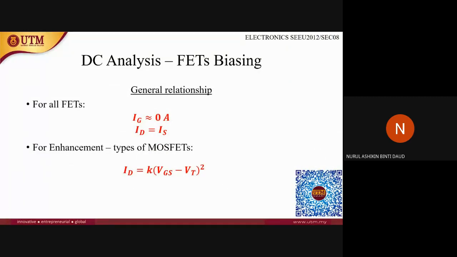DC analysis for FET biasing. So, a general relationship that you need to know, applicable for all FETs, including MOSFET as well. When IG is approximately 0 amps, the current at the gate is usually approximately 0 amps. And when the gate current is 0 amps, the drain current will equal the source current. So remember, right?